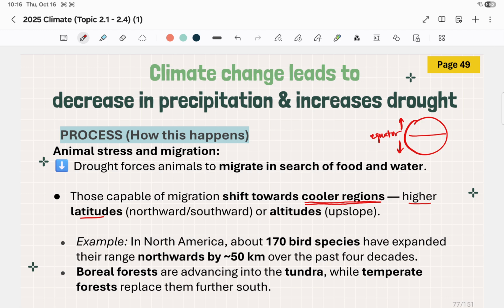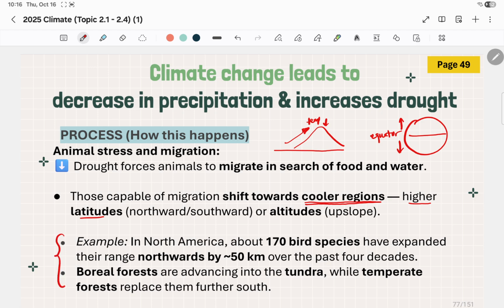Or another way is they can migrate upslope. So temperature drops when it's at a higher altitude, right? The higher you are, the temperature drops. So they will try to move upwards. But you can imagine moving upwards, there's limited space lah, so there will be a lot more competition. Okay, so these are some examples. I believe they are in your textbook already.